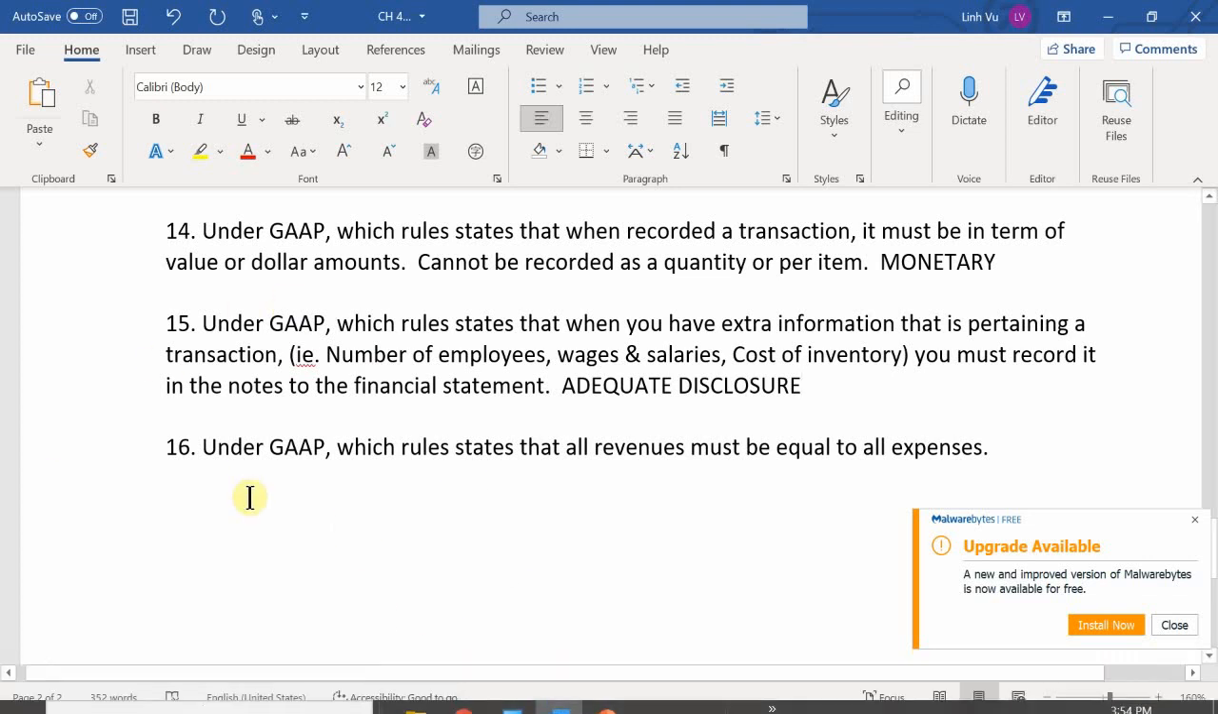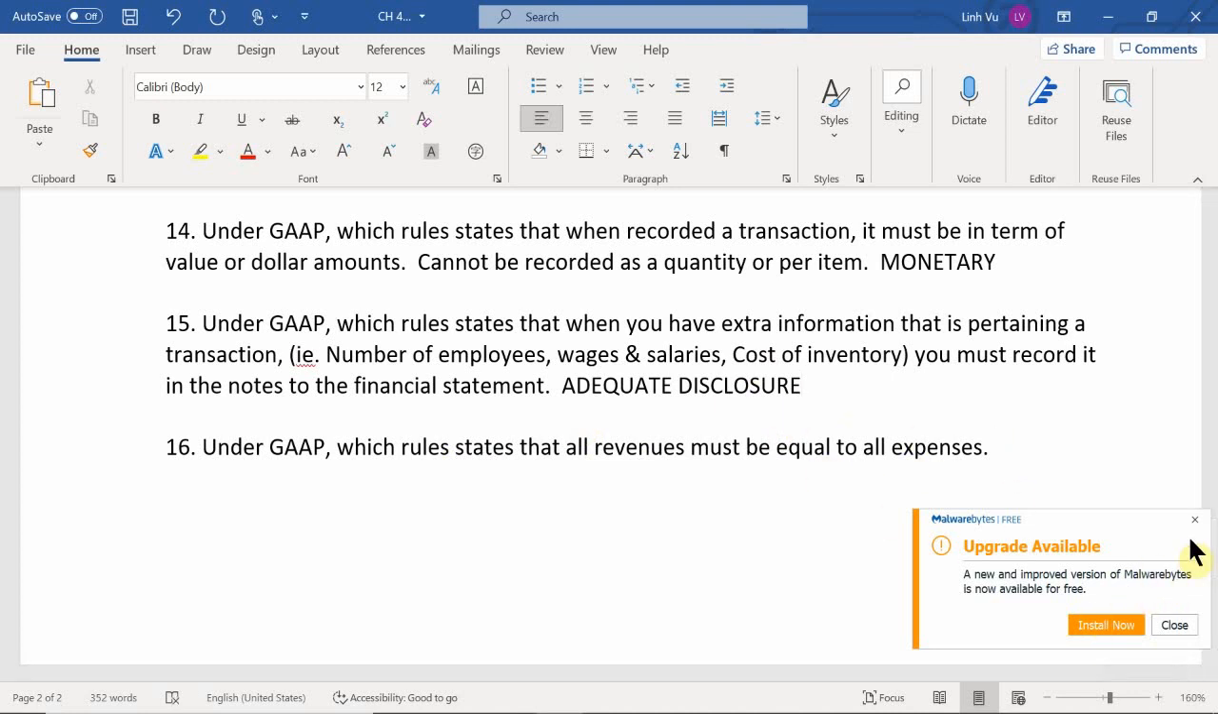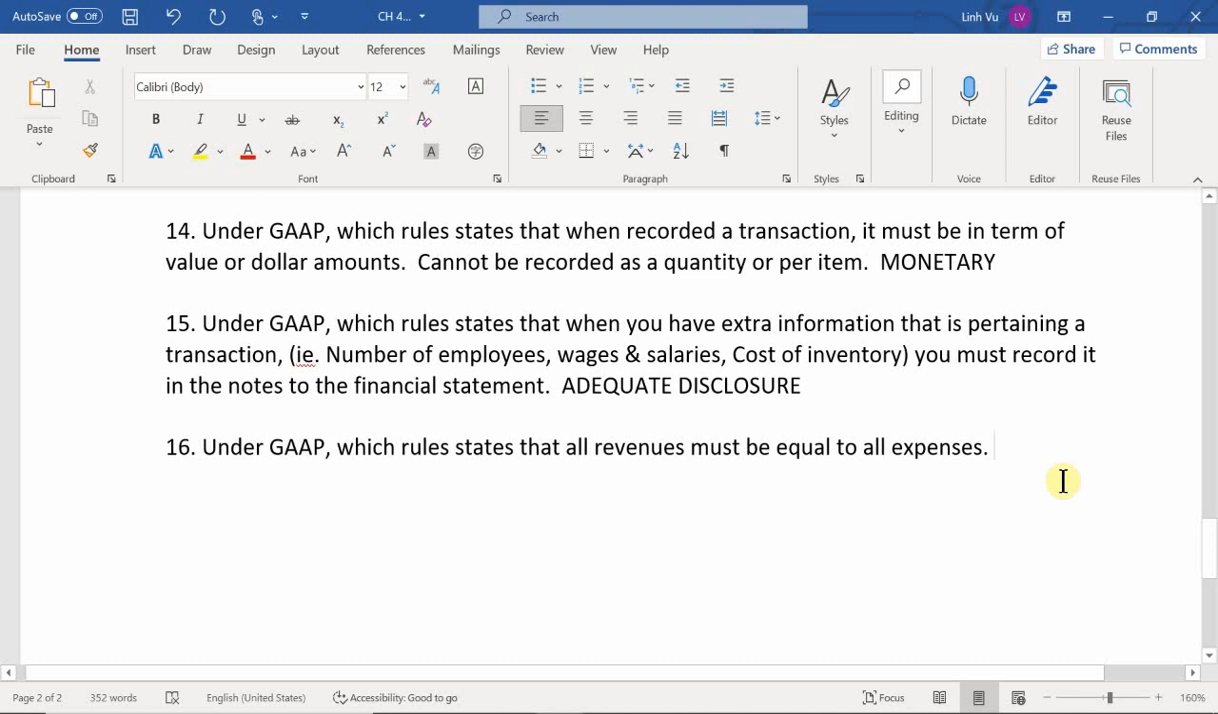Okay, last one here. Under GAAP, which rule states that revenues must be equal to all expenses? That's an assumption? No, it's not an assumption. It is definitely a basic principle. Matching. Your revenues must match your total expenses. Good. And this is the matching principle. Yes. Okay, so once again, it's a little hard.